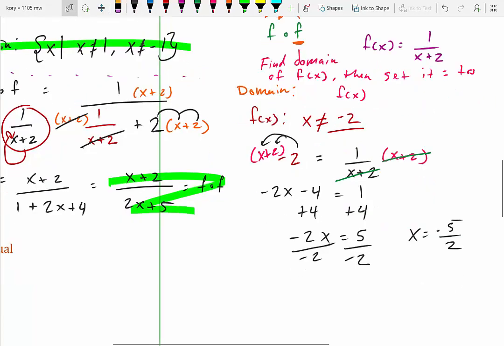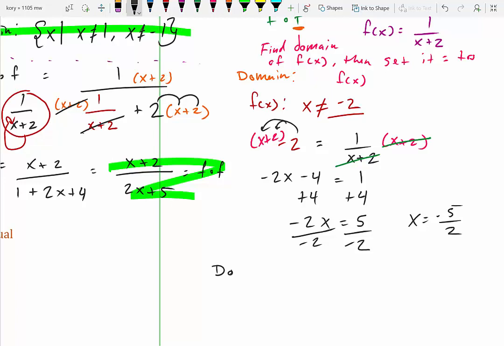So that means the domain of everything is whatever the domain of the second letter is, which is negative 2, and then whatever the domain you found after you set it equal, so negative 5 over 2. As long as you can find the composites, the domain will come.